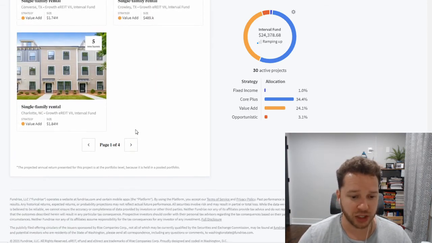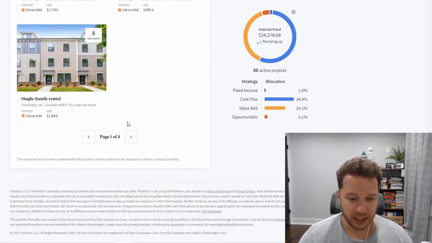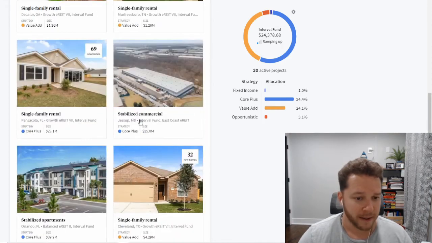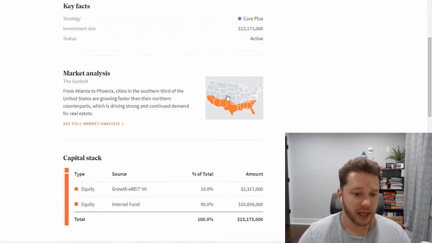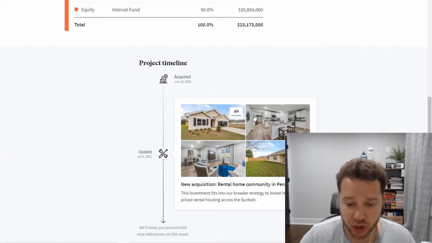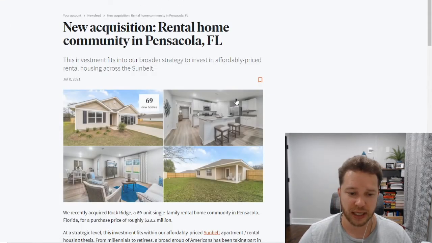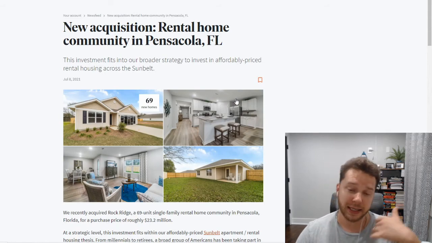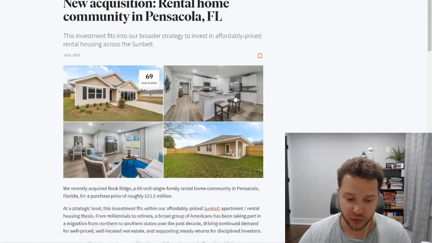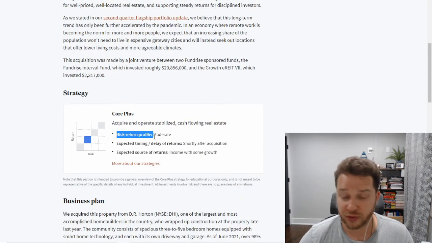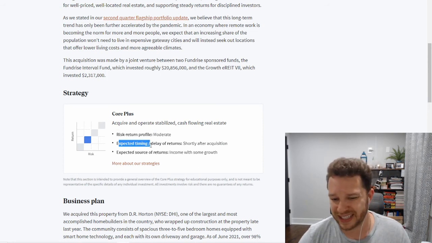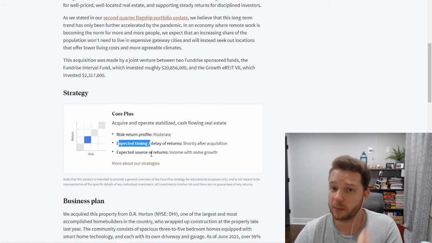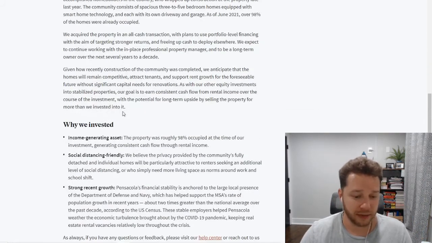So if you scroll down, you can actually see all the projects that are here. You can go even to the next page. Let's say you just click on a random one, you click view details. It gives you all the pictures, and it tells you the strategy, the location, and projected returns. And if you scroll down and click on it, every time they acquire a certain property and add value to it or try to upgrade it, they actually tell you what kind of risk this investment has, the expected timing, what they're going to do with it, when the projected returns are, and they have a business plan and everything.